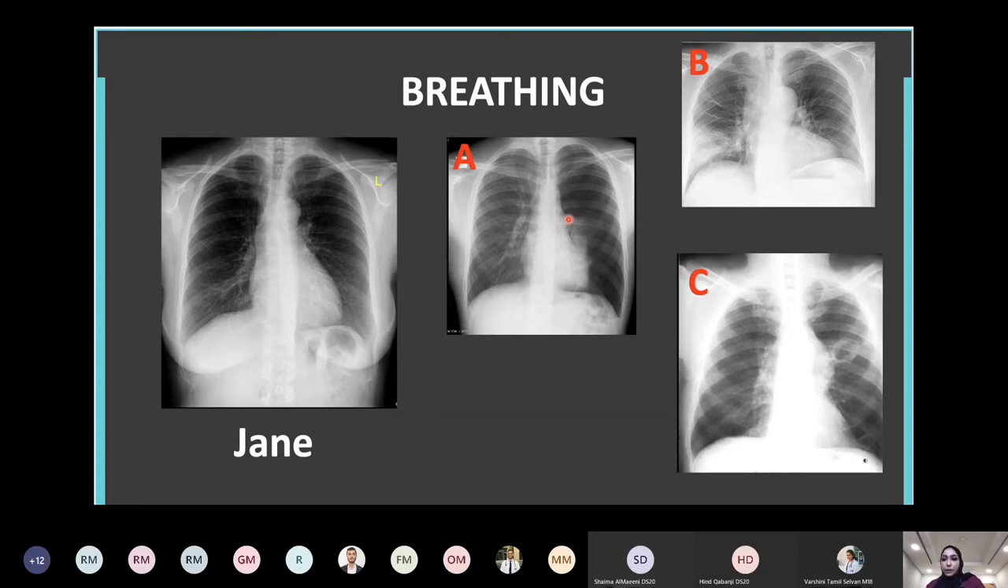So I'll explain what's going on here. Sara said patient B has consolidation. Perfect, Sara. Okay, Varshini says the left lung in A, absolutely. What do you think is going on with the left lung? It's very dark, so I think there's a lot of space. Okay, what do you think is in that space? More air?